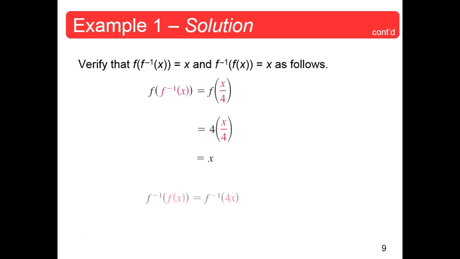Let's verify it the other way, f inverse of f, and f, of course, being 4x. And the f inverse function takes whatever's inside the parentheses, in this case 4x, and divides it by 4. So we take 4x over 4, and sure enough, that becomes x as well. So we have verified that f of f inverse and f inverse of f are both the identity function, so this indeed was the inverse function. If either of those had turned out anything else, that wasn't the inverse function. All right, any questions?